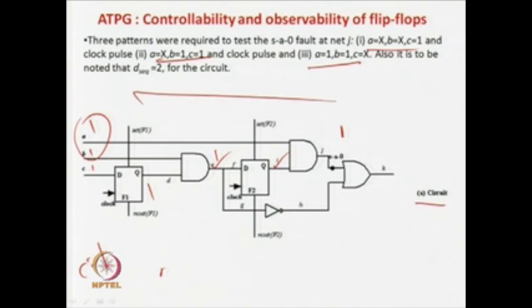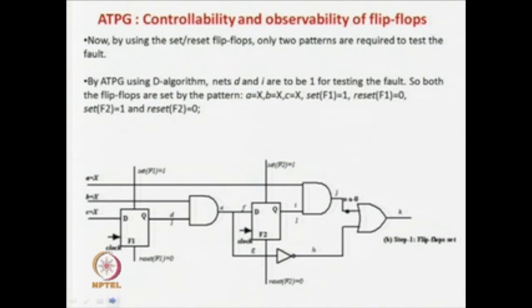So, 3 patterns were required to test the fault, and this sequence of the circuit was 2, that already we have seen. Now, let us see how we can reduce this using the set and reset line of the flip flop. So, now you know that we require a 1 over here, we require a 1 over here. So, now instead of going for a time frame and actually doing clock pulse, what we will do, we will make this one as 1 and this one as 0. So, immediately you do that, you get the output as 1 because it will set the flip flop. For the same thing for the other flip flop also, you make set equal to 1 and reset equal to 0. Immediately you get a 1.